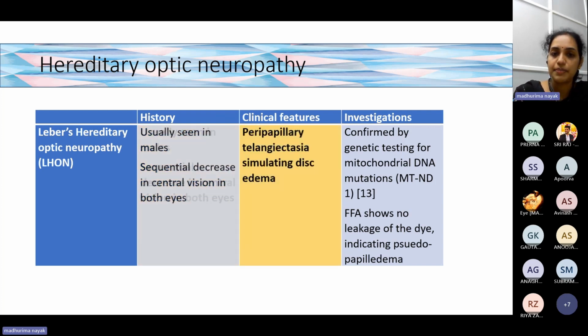So if there is peripapillary telangiectasia simulating disc edema, how do you think you can differentiate it from true disc edema? Is there any test, investigation?